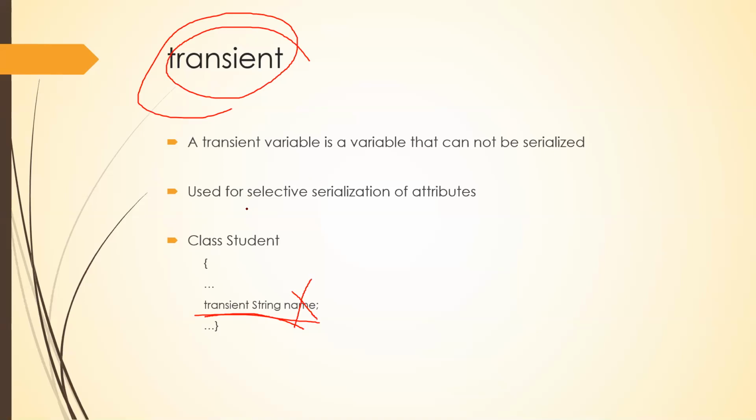Why do we use transient? We use it for selective serialization of your attributes. When you use transient, it will not be serialized, which means obviously it cannot be deserialized. We'll see that with the help of the same example.